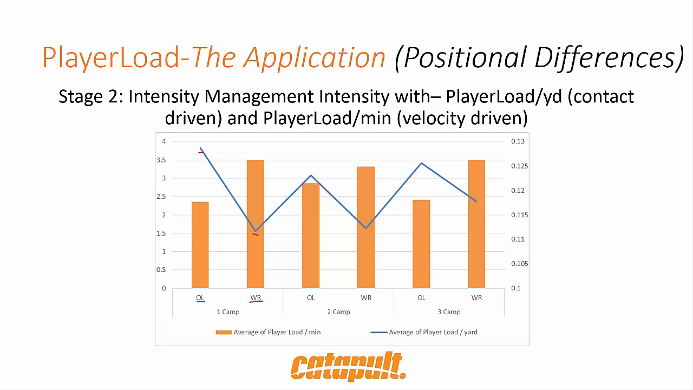And when we're looking at player load per minute, we'd have it flipped. We'd have pretty much a perfect inverse relation, right? So you have the wide receiver who's going to have more high intensity yardage and is going to be able to run those 20, 30, 40 yard routes. That's where this number is going to come in a lot higher than the offensive linemen's. So you can see that throughout the weeks in camp, and this is really highlighting that player load per yard is very contact driven, while player load per minute is very velocity driven.